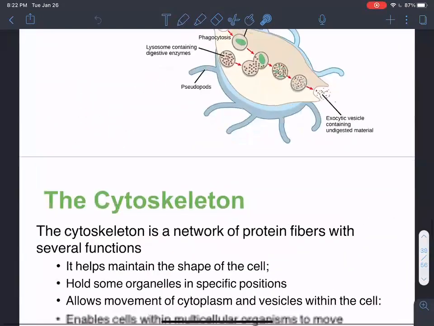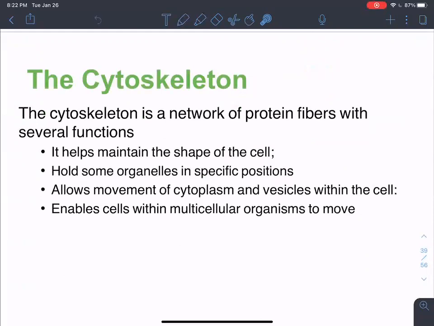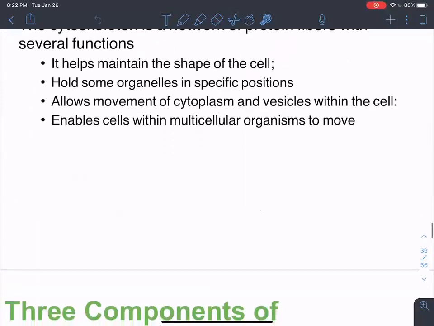All right. So, what is the cytoskeleton of the cell? Cytoskeleton is actually a network of protein fibers within that have several functions. They're going to help maintain the shape of the cell. They're going to hold some organelles in specific positions. And then they allow the movement of the cytoplasm and vesicles within the cell. So, we actually use the cytoskeleton to not only help maintain the shape, but allow for the movement of the cell itself and the cytoplasm within it. It also is just going to enable that cell within multicellular organisms to move around.